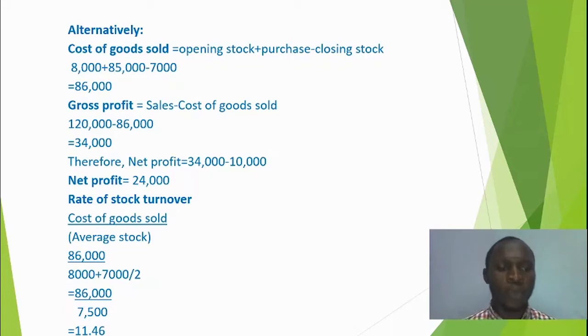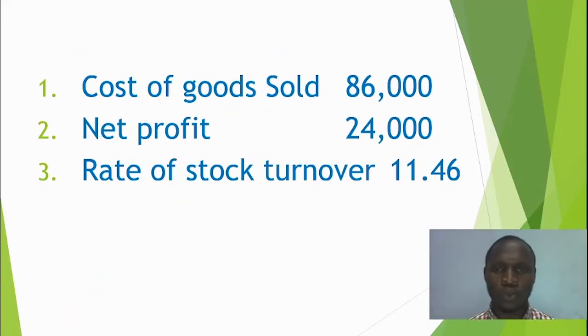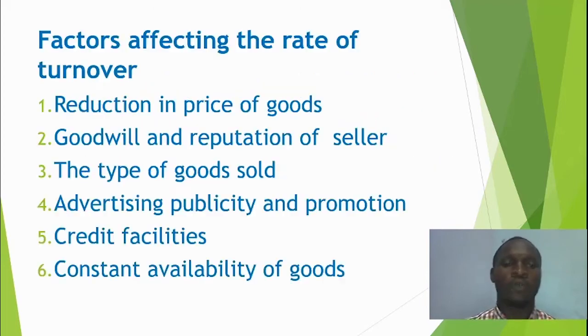That is the formula for average stock. So here we have 86,000 divided by 7,500, which will now give us 11.46. So our rate of stock turnover is 11.46. So cost of goods sold 86,000, the net profit 24,000, rate of stock turnover 11.46.